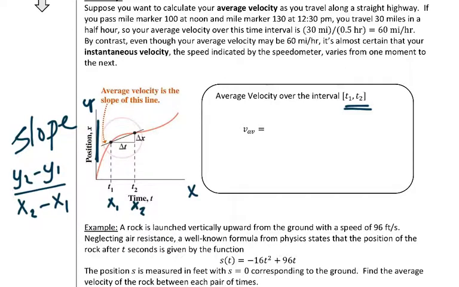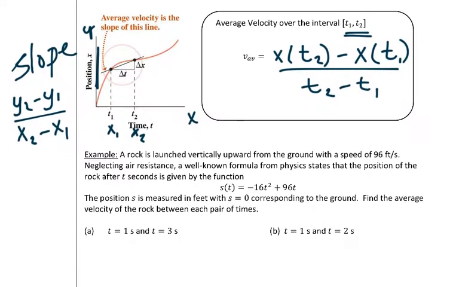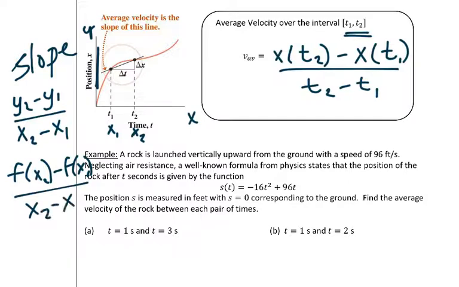Ultimately the average velocity over that interval is given by, if we use their notation, x of t2 minus x of t1 all over t2 minus t1. And that's very similar to what you've seen before. Instead of x of t2 minus x of t1, you've probably seen f of x2 minus f of x1 over x2 minus x1. So it's really the slope formula, but we're now using these defined variables because they've defined it over this particular interval with t1 and t2.